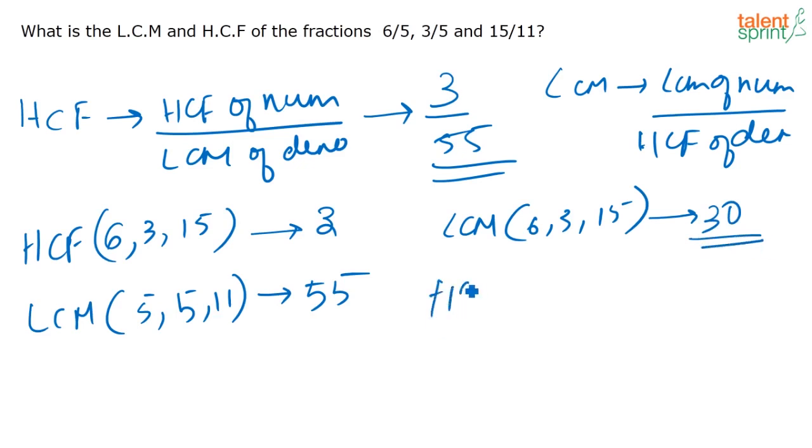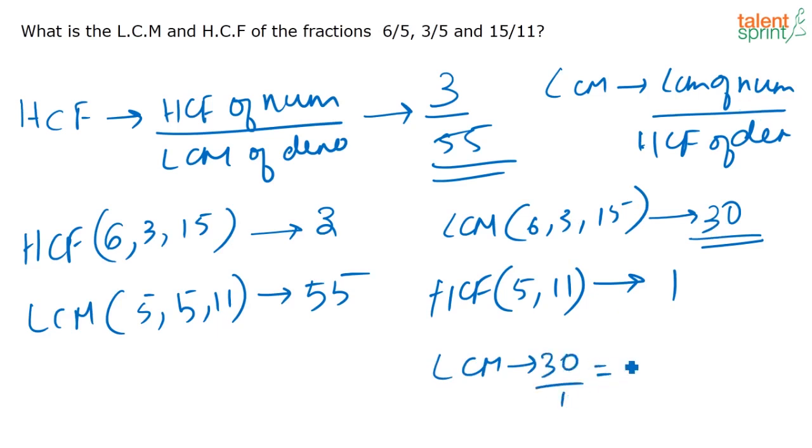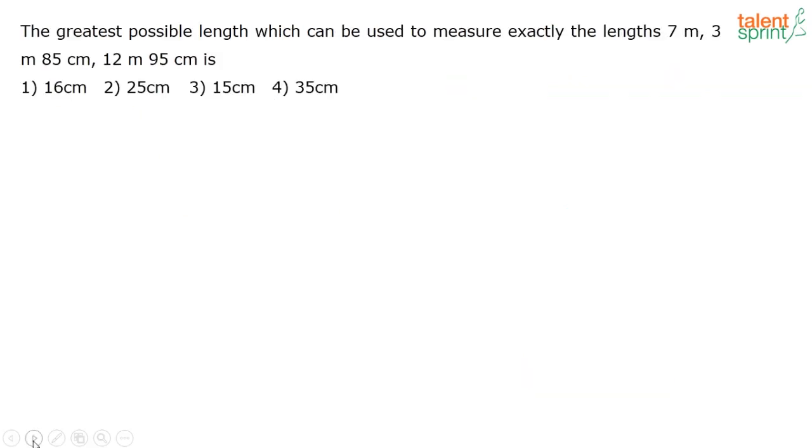So 30 is going to be the LCM of these three numbers. Now what is the HCF of the denominators? The denominators here are 5 and 11. They will not have any common factor other than 1. Okay. So 30 by 1. So what will be the final LCM? LCM will be LCM of the numerators by HCF of the denominators, that is 30 by 1, that is equal to 30. So the answer for this question is 30 and 3 by 55. All of you got the answer correctly? Good. So this is the last question for today's session.